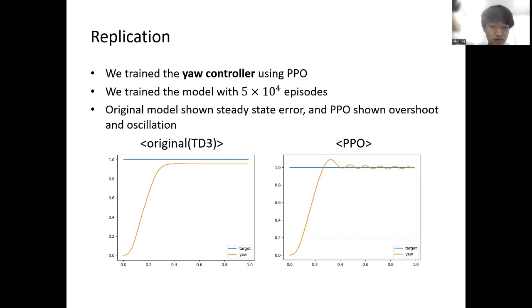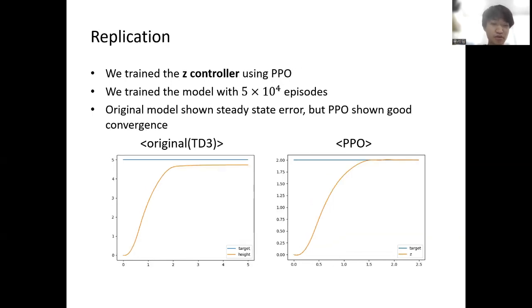We also trained the yaw controller using PPO with the same total time steps. The original method showed steady state error and PPO showed overshoot and oscillation. Lastly, we trained the G controller using PPO. The original model showed steady state error, but PPO showed good convergence.